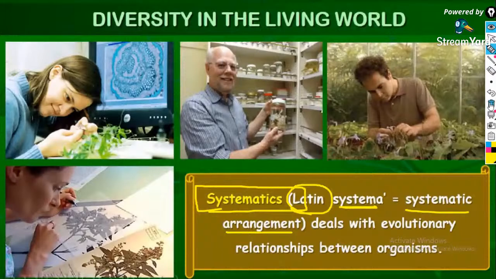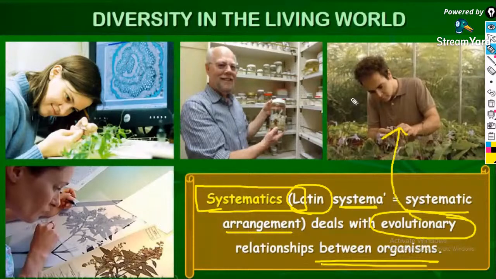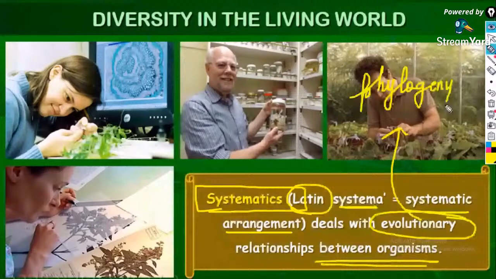Okay. So systematics deals with the evolutionary relationship between organisms. Mostly we call it the evolutionary relationship between organisms. You call it phylogeny. Okay, the evolutionary relationship of an organism, you call it phylogeny. I hope my writings are clear for everyone.